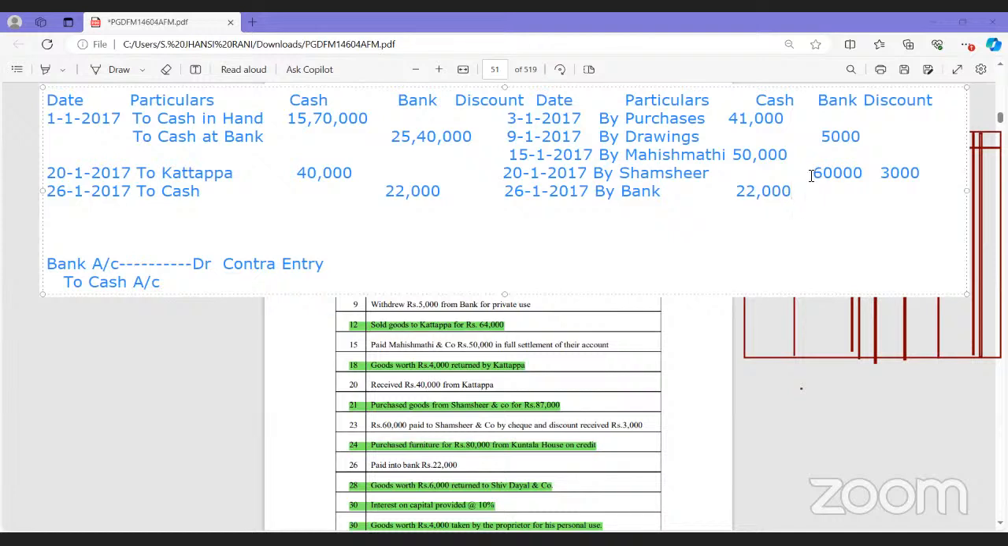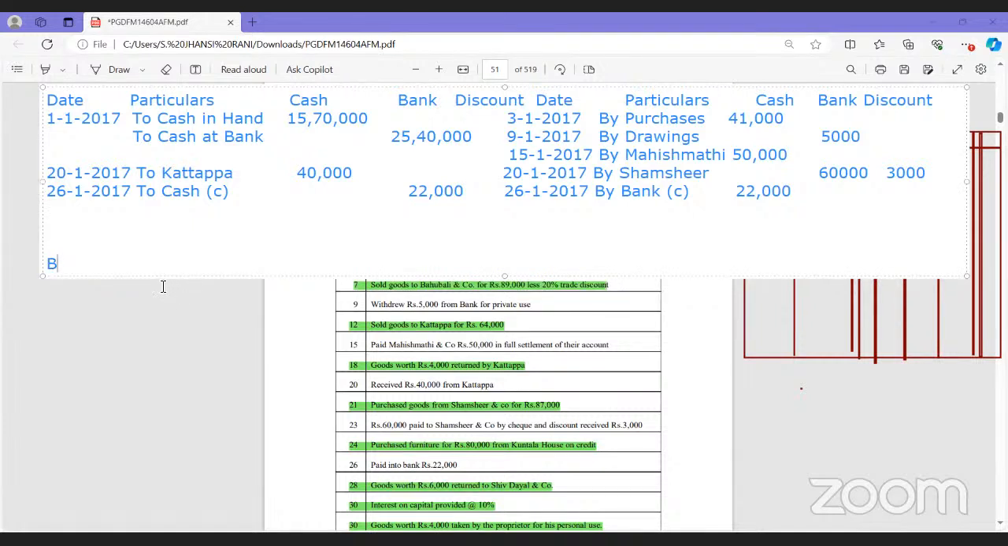Whenever I'm taking the effect of that particular transaction, I will write that effect only. Here I am taking bank effect, so I'm writing in the bank column. Here I am taking cash effect, so I'm writing in the cash column. And this type of entry we call a contra entry, and we write in brackets C. C means contra entry. Like this you have to mention. Is it clear? Yes, clear.